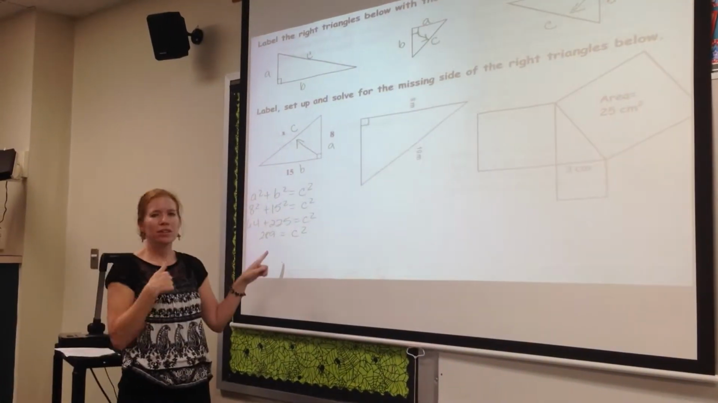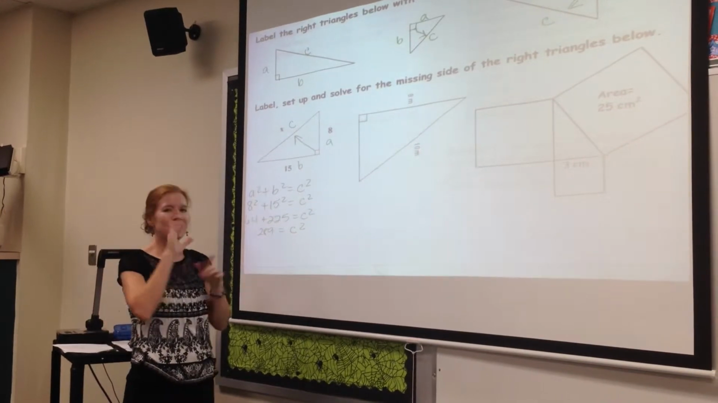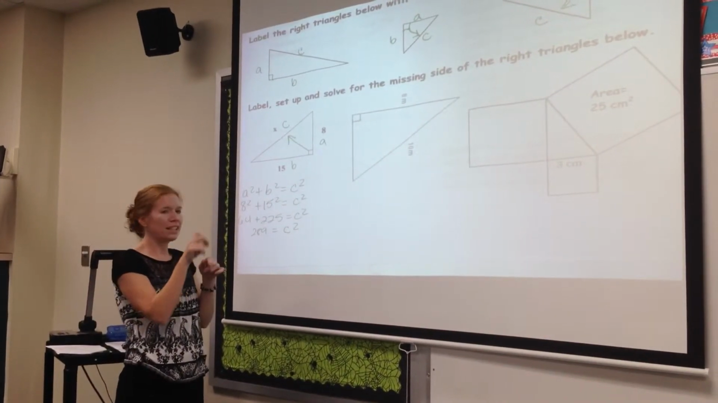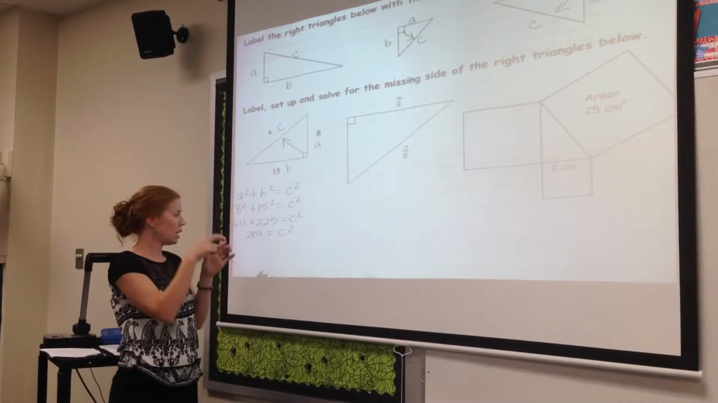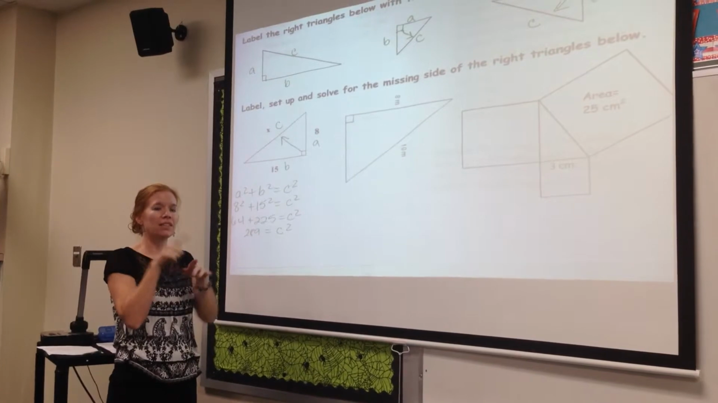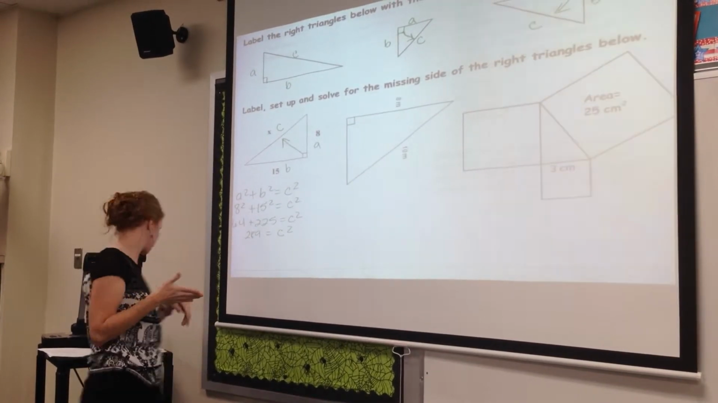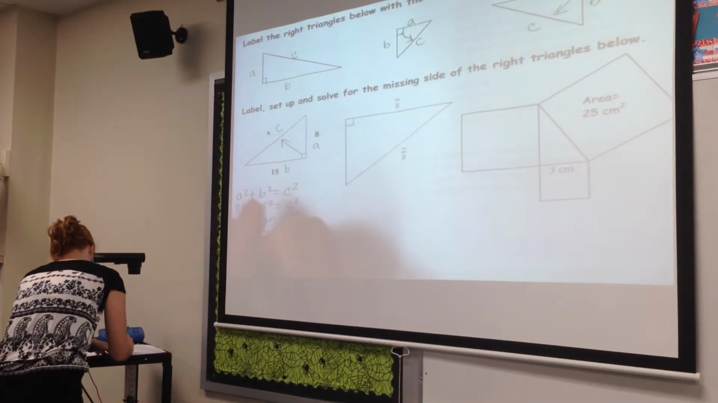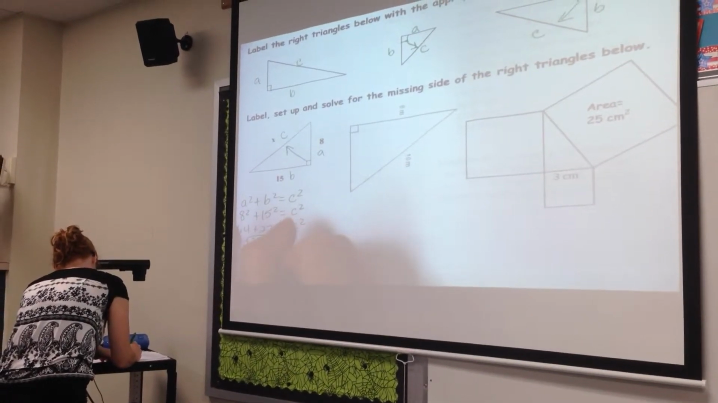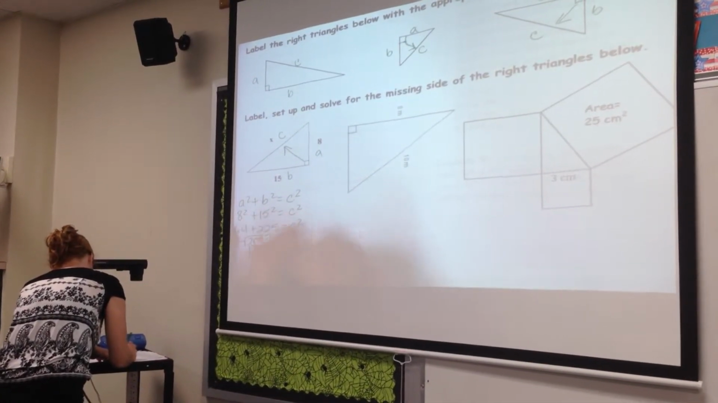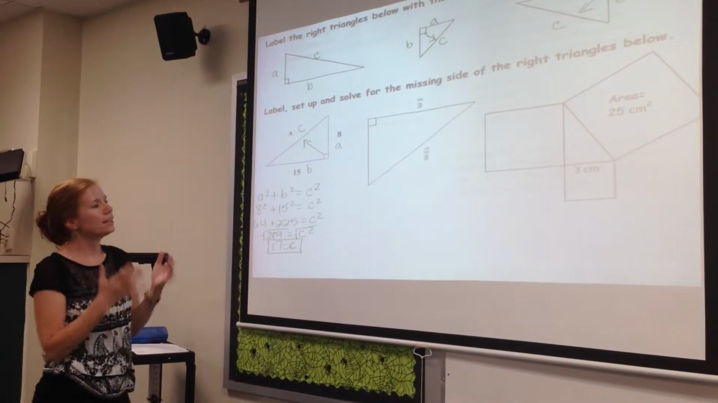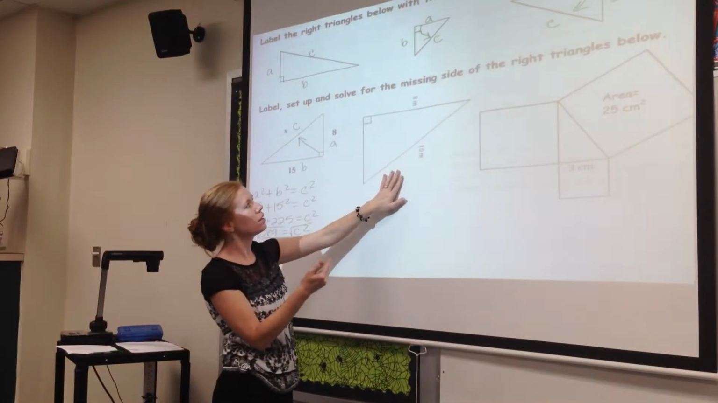Okay? However, I'm not done. This is C squared. I need to get C by itself. So I need to use the square root. I'm going to square root 289, and that will tell me the length for one side. Okay, that one is done. Now I'm ready to do the next one.